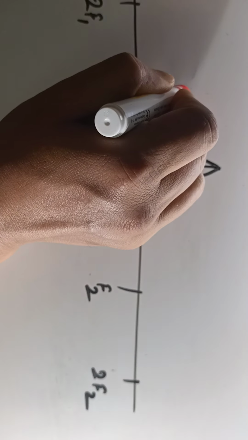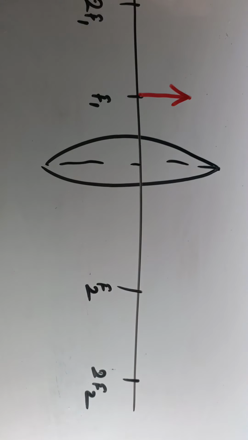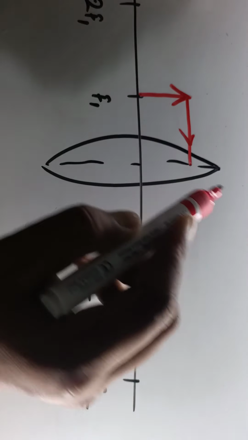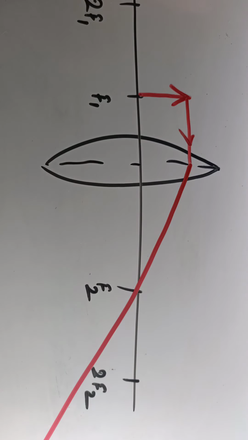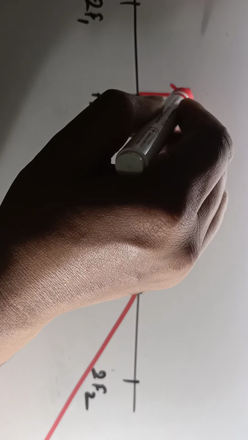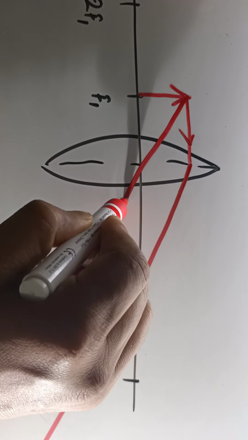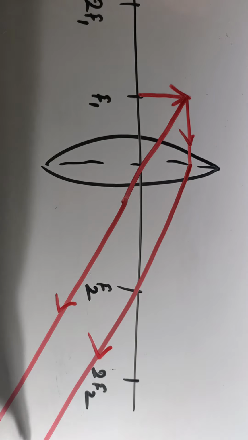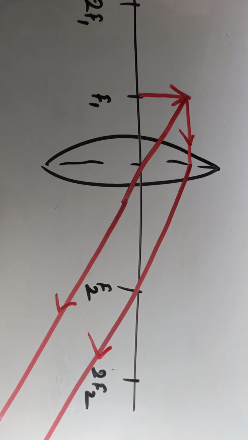What happens if the object is kept at f1? No problem, follow the same rule. A ray of light travels parallel to the principal axis, and after refraction passes through the focus. Then another ray of light will pass through the optical center. Now you find that both these rays of light are not meeting anywhere. You can extend them infinitely, they will remain parallel to each other.